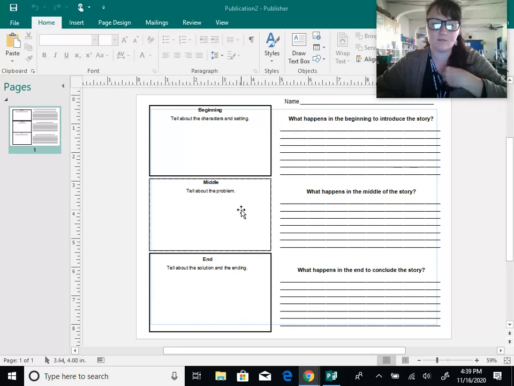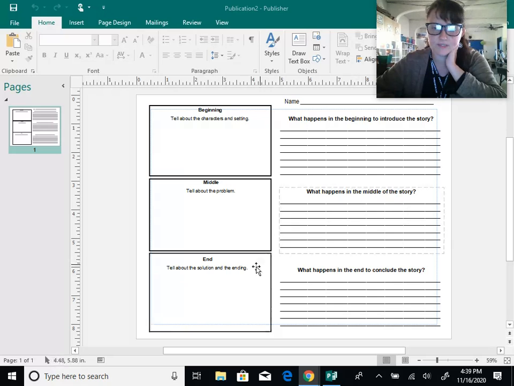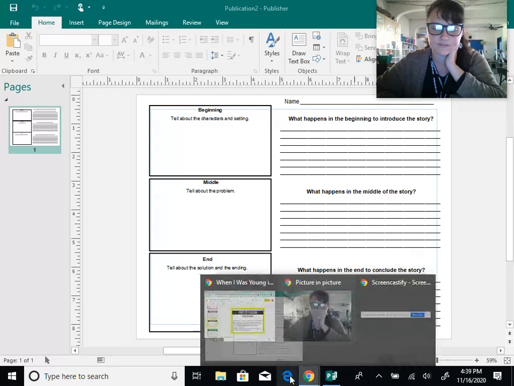And then in the middle, tell about the problem. Well, there wasn't really a problem in the story. There were a couple of events that happened, like they had to kill a snake and things like that. And then write about what happens, and then at the end, you talk about the solution and the ending. And so you talk about what happens in the end to conclude the story.